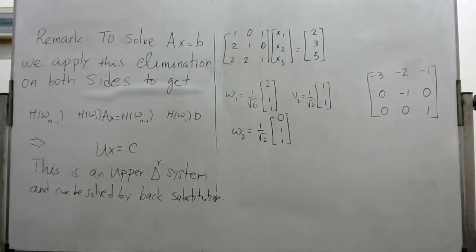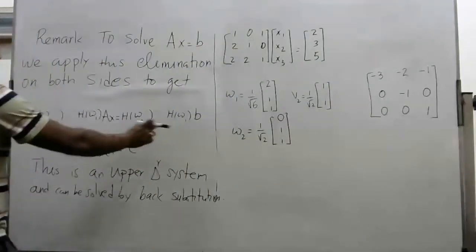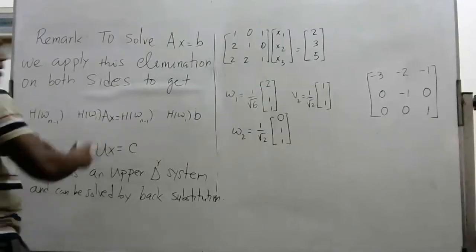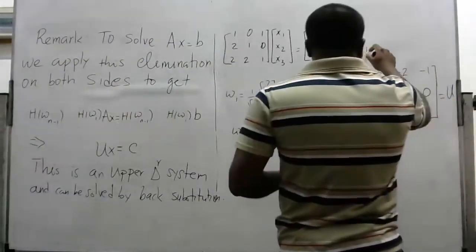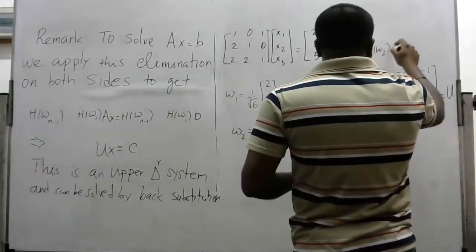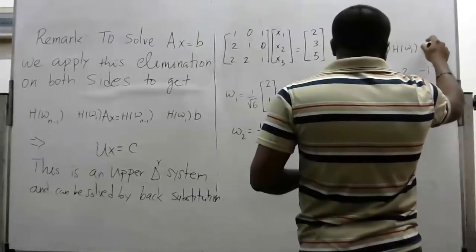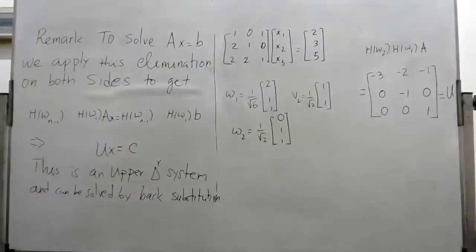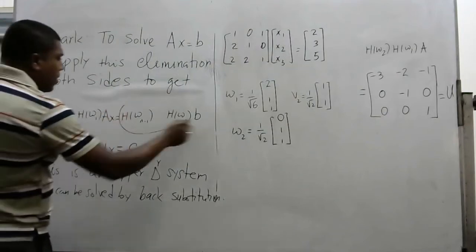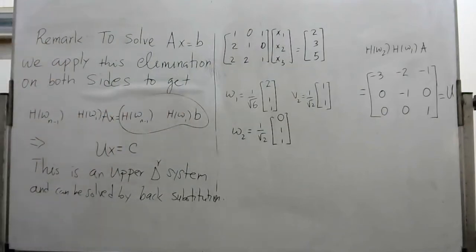So then what you have to do is, this part you already did, and this is what you get. This is your upper triangular matrix: H omega 2 times H omega 1 times A. So now you have to do only this part. First you have to multiply H omega 1 and b, and then with that answer you have to multiply with H omega 2 and b.